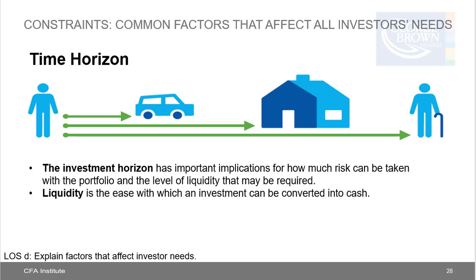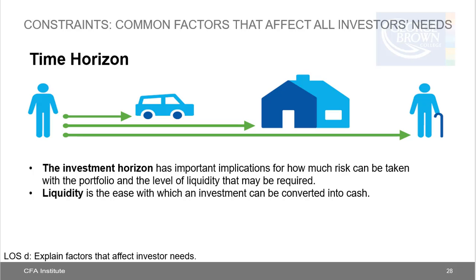In the case of individual investors, someone who's planning on buying a new home or paying for college in 2 or 3 years will have a short horizon for at least a portion of his or her investments. A 20-year-old saving for retirement will typically have a long horizon, probably more than 40 years. So the investment horizon has important implications for how much risk can be taken with a portfolio and the level of liquidity that may be required.